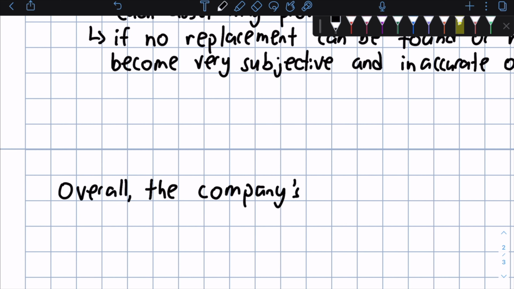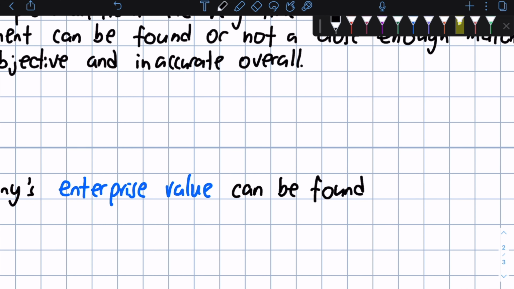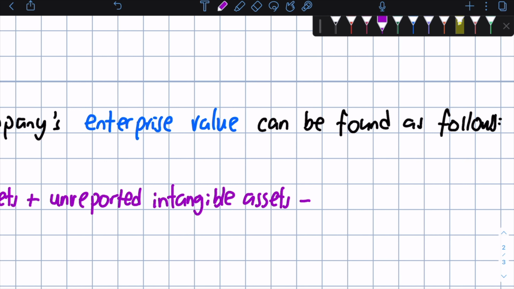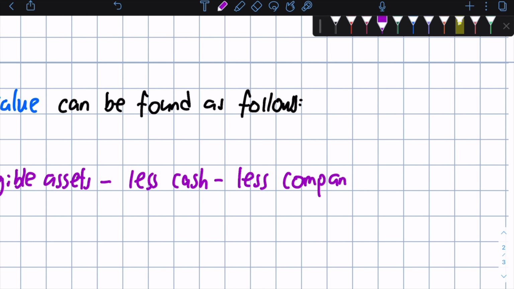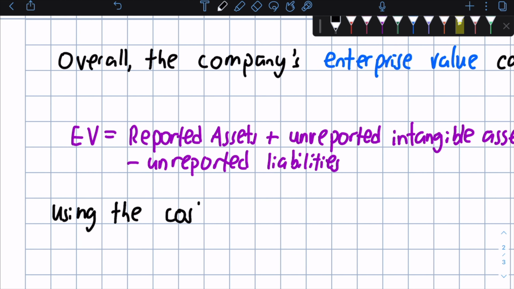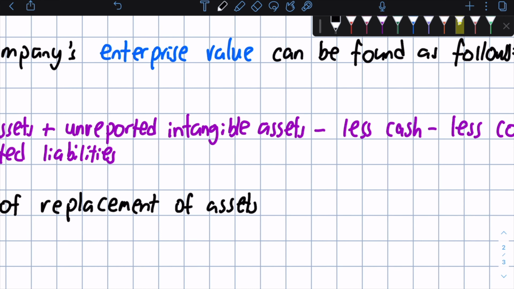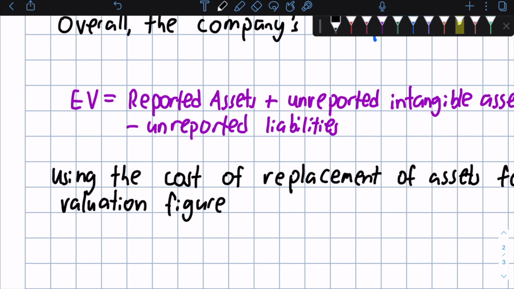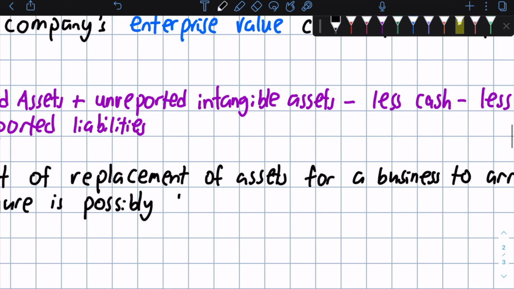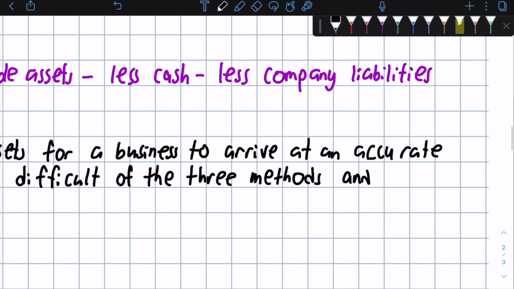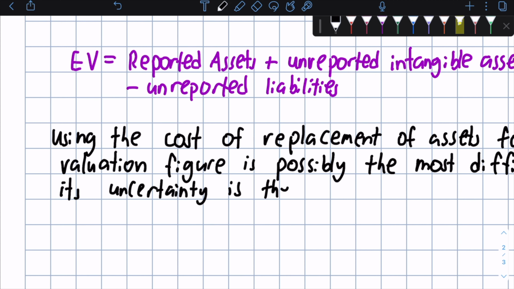Overall, the company's enterprise value can be found with the following equation using cost-based valuation. So we have the reported assets of the business, plus the unreported intangible assets, minus cash, minus company liabilities, minus unreported liabilities. Using the cost of replacement of assets for a business to arrive at an accurate valuation figure is possibly the most difficult of the three methods, and alongside its uncertainty, it is the valuation of last resort, as many financial individuals choose it.